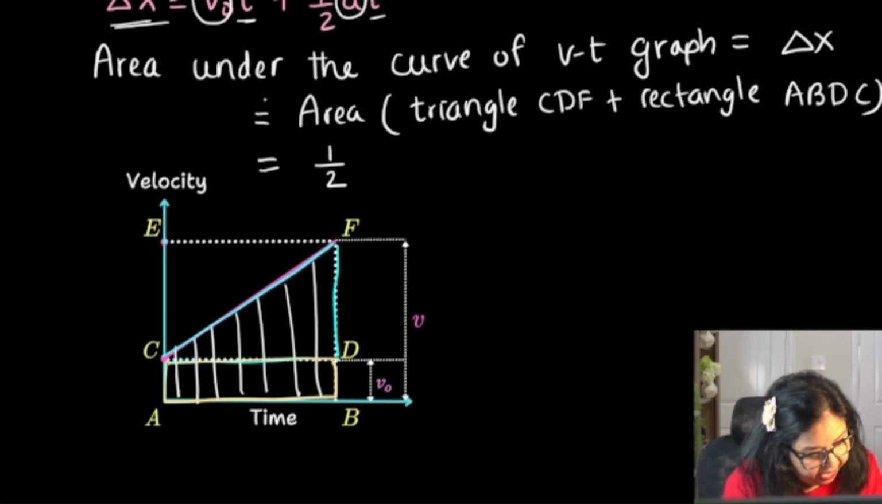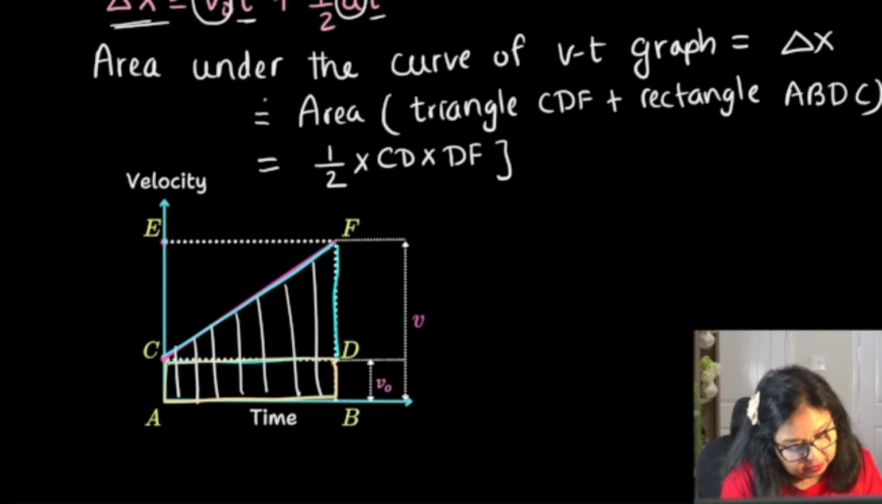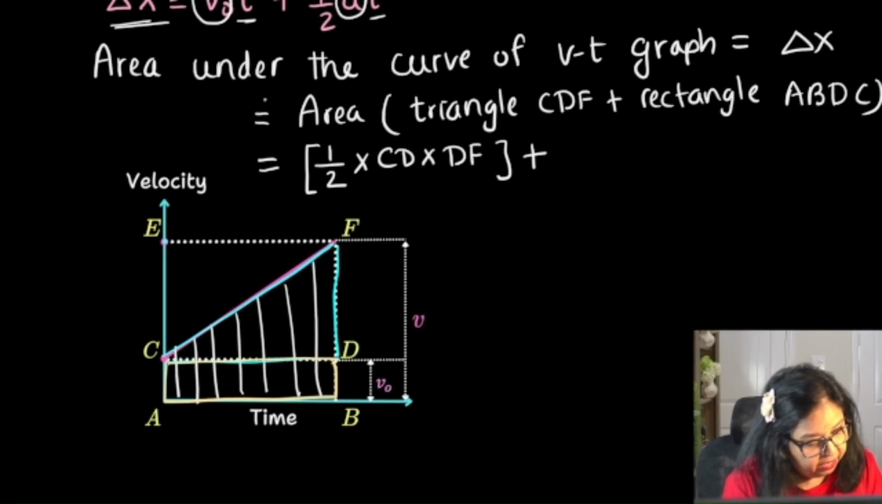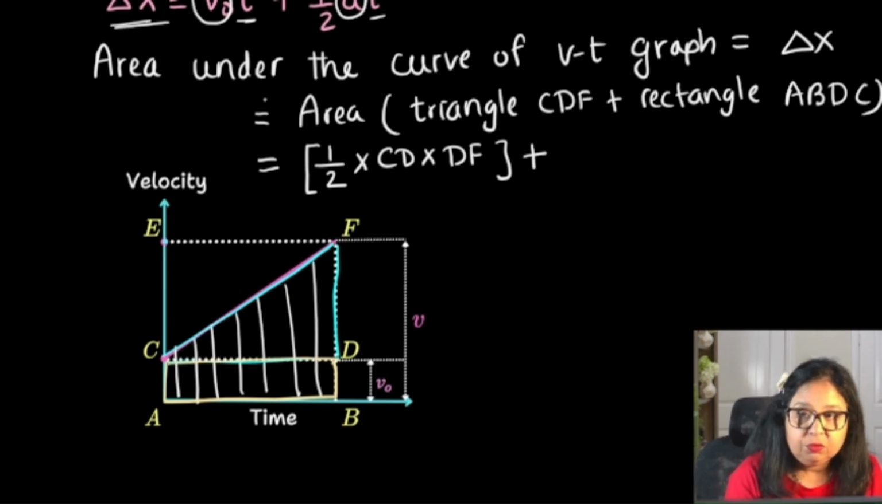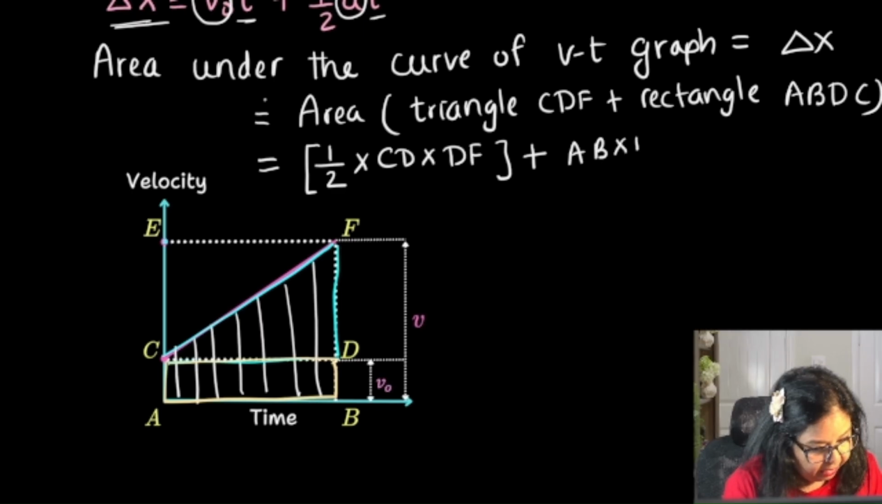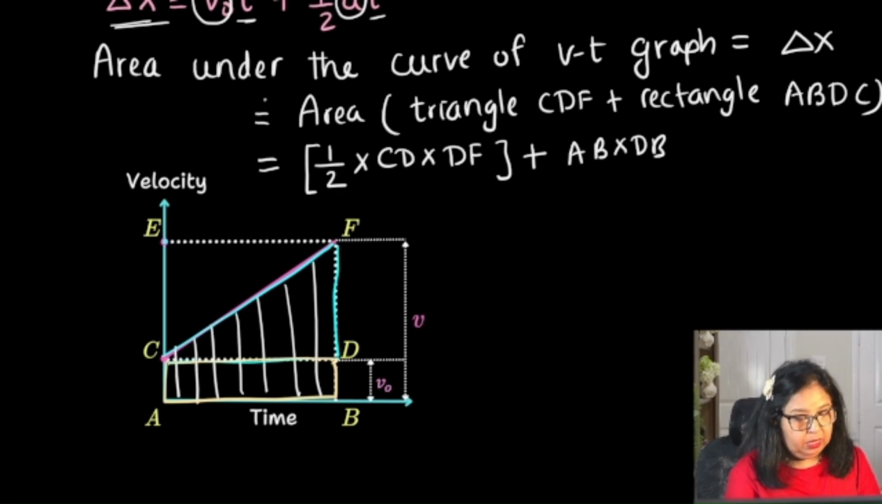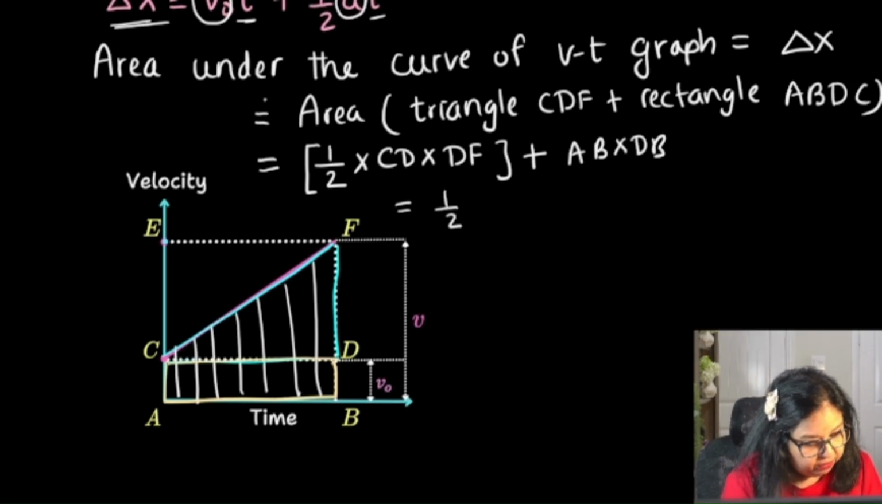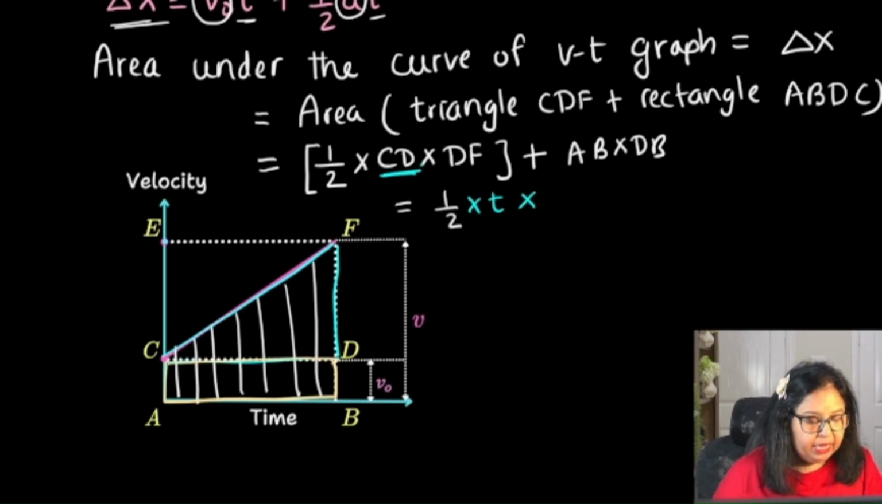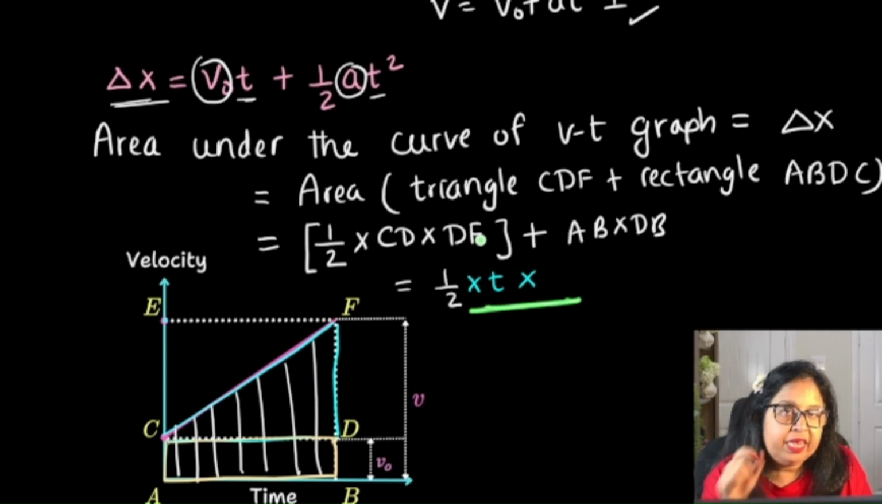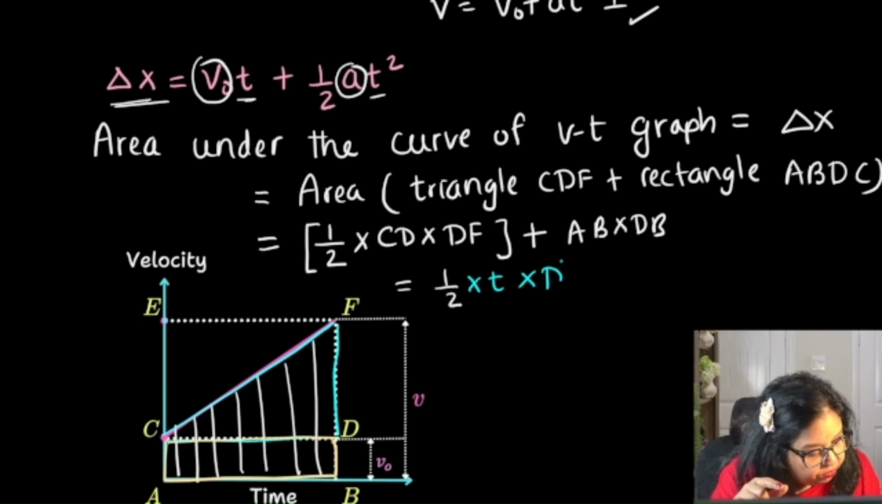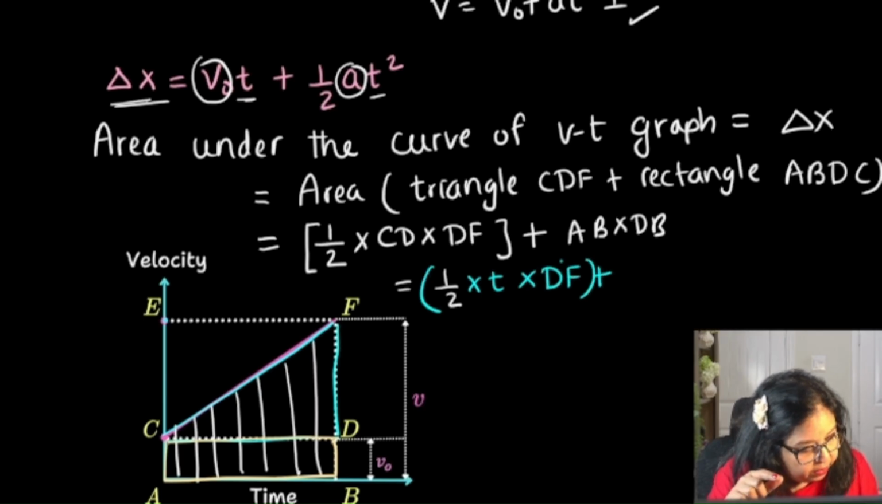Okay. Area of the triangle CDF is going to be 1/2 times the base. Base is CD times the height. And the height is DF. That is one piece plus the area of the rectangle. Area of the rectangle ABDC is going to be the product of the two sides, which are AB times DB. Okie dokie. Now here 1/2 remains 1/2. CD is time t. Now DF, let's just leave it here for a second and we'll get back to it. I'm going to write DF as just DF for now. Okay. Let's move on.